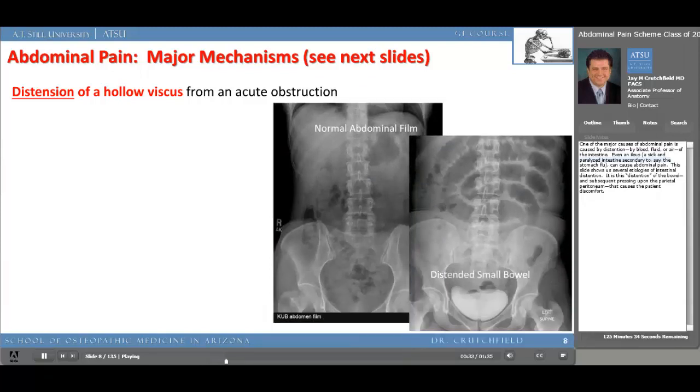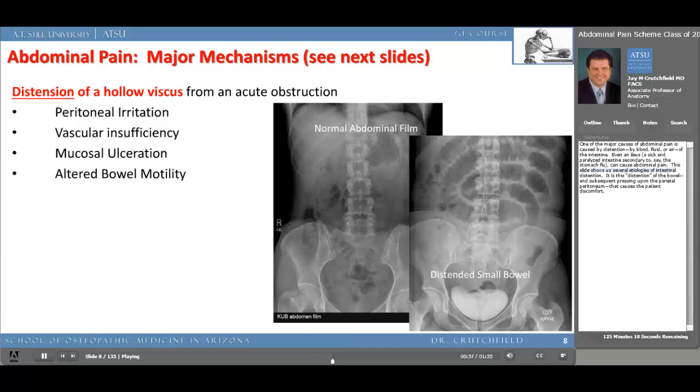Here, we look at distension of the hollow viscus causing peritoneal irritation and vascular insufficiency. The intestinal wall can become so tight and distended, it actually cuts off its own blood supply, causing gangrenous intestines or mucosal ulcerations, or slowing bowel motility, or sometimes causing diarrhea. Liver capsule can become distended in a patient who suffers from congestive heart failure. They can then present with right upper quadrant pain. This is often confused for cholecystitis.